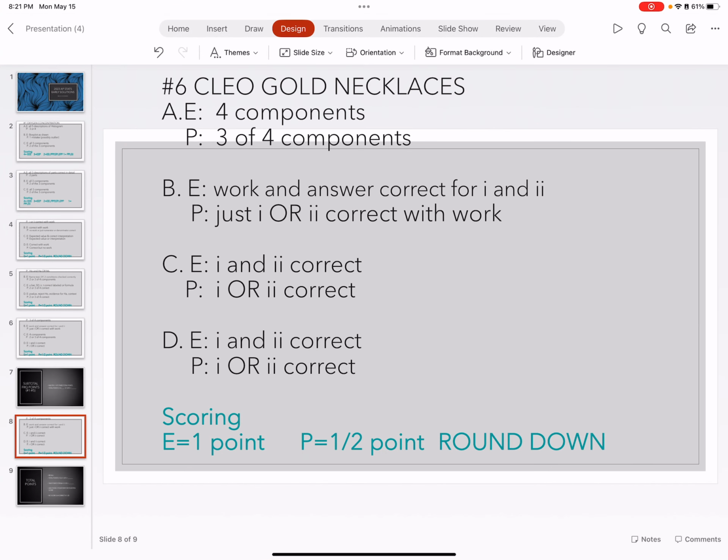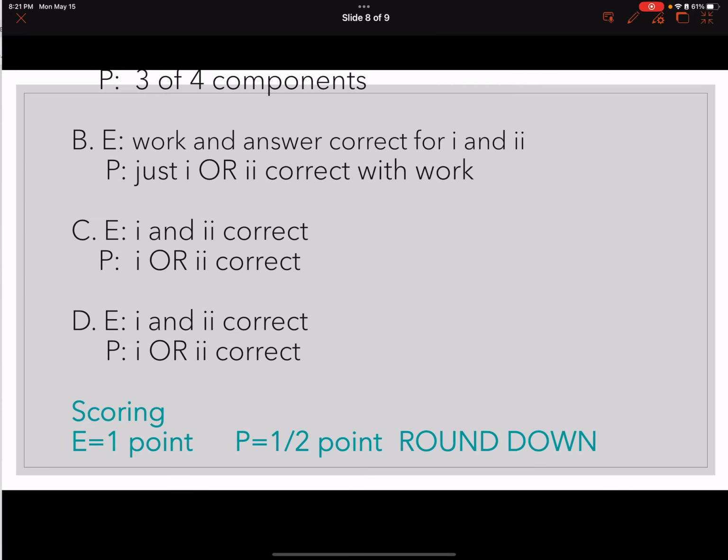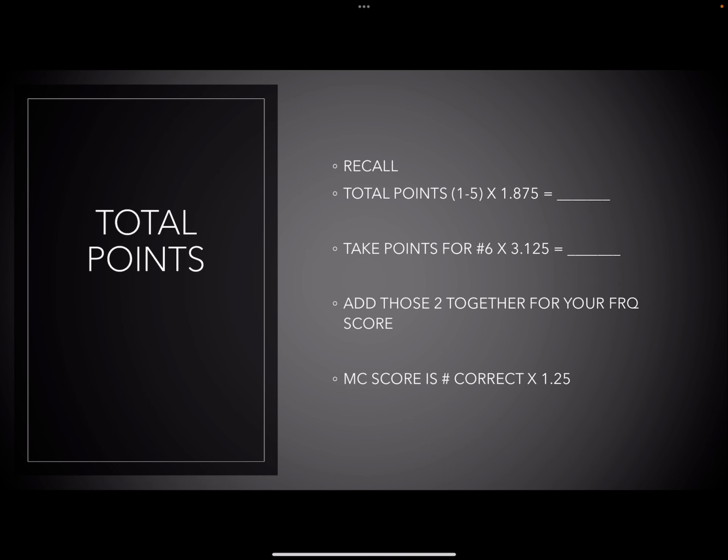Again, both of those correct would be an E, and one correct would be a P. Same thing here: 1 point is an E, and half a point is a P. Make sure you round down. All right, and so the final scoring is going to be the total points. Recall that you already have the points for numbers 1 through 5, times 1.875. That's the subtotal. Now you're going to take the points for number 6 and multiply them by 3.125 and add those together, and that's your FRQ score.